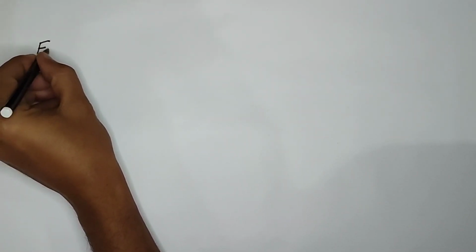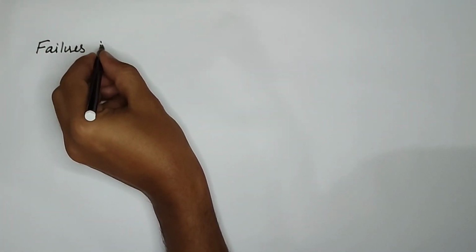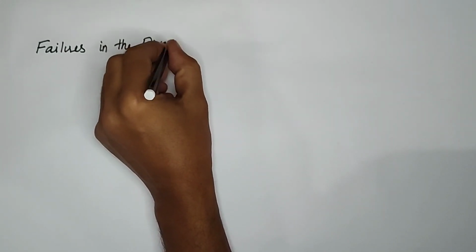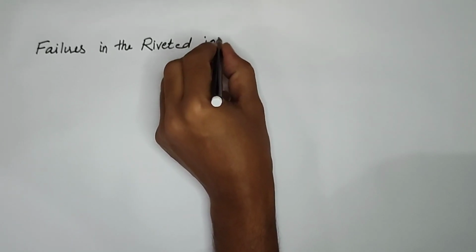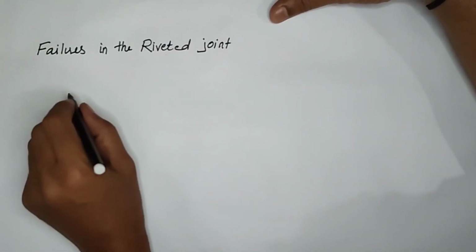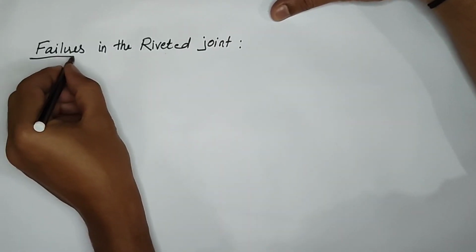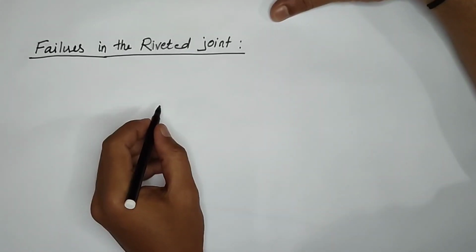So here we are going to discuss the different types of failures in a riveted joint. This is very important to understand in order to find the strength of riveted joints in machine design. There are four to five types of failures in the riveted joint.